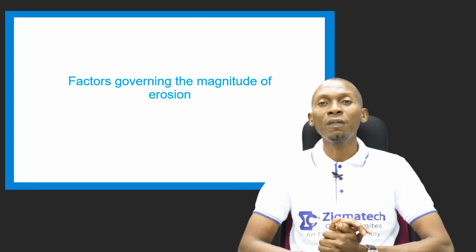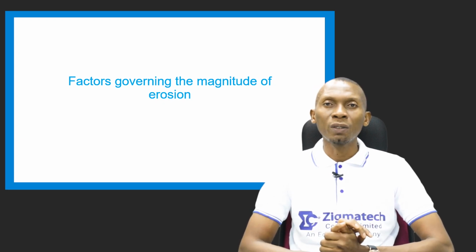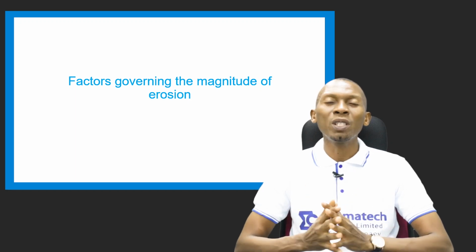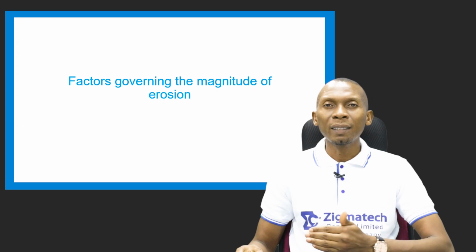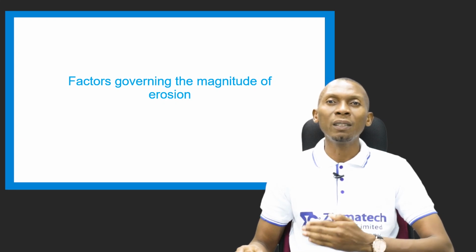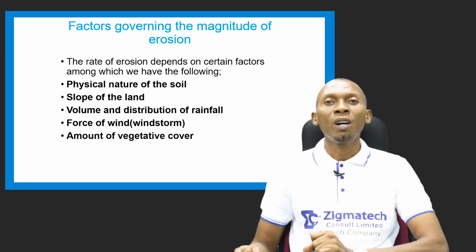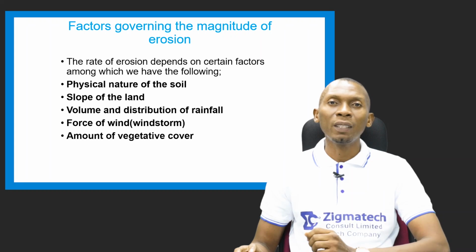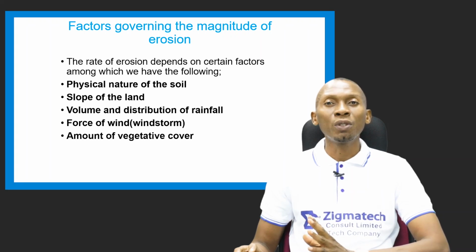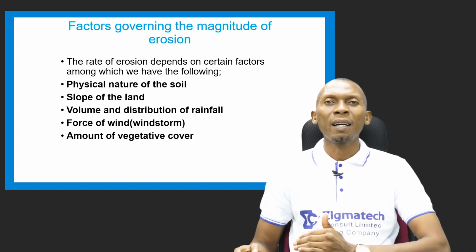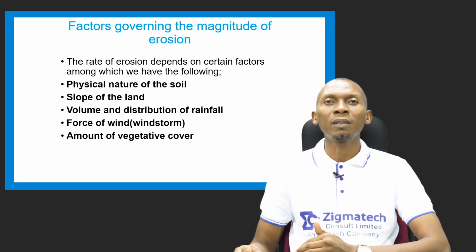So let's look at the factors governing the magnitude of erosion. Magnitude in this case is the degree to which erosion takes place. There are certain factors that govern or control the degree to which erosion takes place. And these factors include the physical nature of the soil, the slope of the land, the volume and distribution of rainfall, the force of wind, which is also known as windstorm, and the amount of vegetative cover. So these factors can have an impact or determine the level at which erosion takes place.